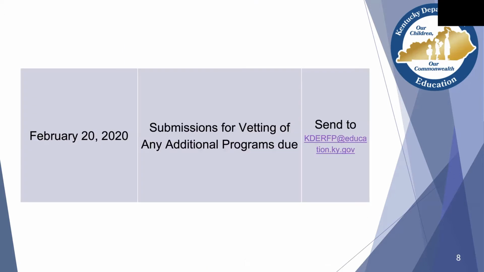If that's the case, then we do have to make a submission for vetting. So you do have to go through the process of evaluating evidence and then submitting that for vetting to say why it's important that you have this additional program instead of something else. That has to be turned in by February 20th, 2020. You would also send that to KDE RFP at education.ky.gov, just like you would send any questions.